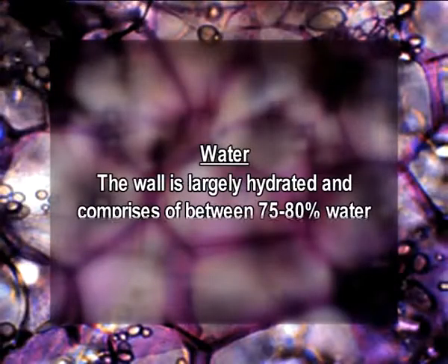Water. The wall is largely hydrated and comprises between 75 to 80% water. This is responsible for some of the wall properties. For example, hydrated walls have greater flexibility and extensibility than non-hydrated walls. Suberin, cutin and wax. A variety of lipids are also associated with the wall for strengthening and waterproofing.